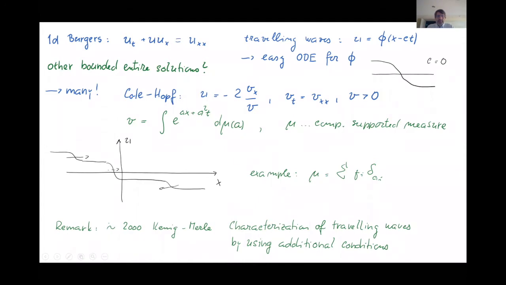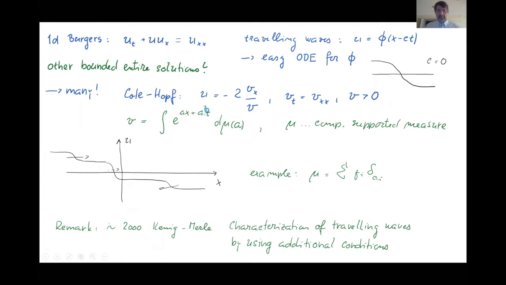You recall the Cole-Hopf transformation, that you can write down the solutions of the Burgers equation in this form. Let me try my laser pointer here, and you can write the solutions in this form. And from that, it's not hard to see that you have many entire solutions, in fact, an infinite dimensional manifold. If you ask that these are bounded, then you take all measures which are compactly supported and construct solutions of the heat equation with this formula here. And when you use the Cole-Hopf transformation, you get an infinite dimensional set of entire solutions.